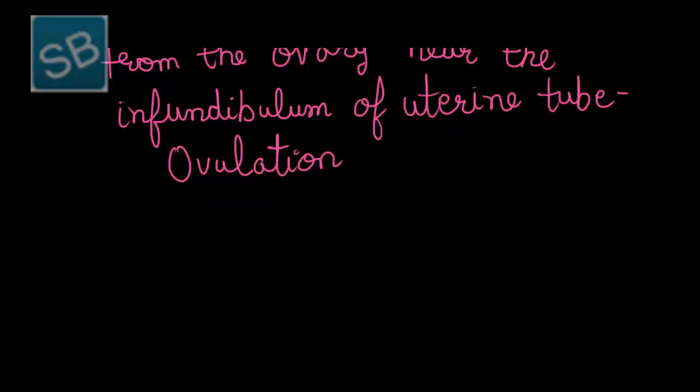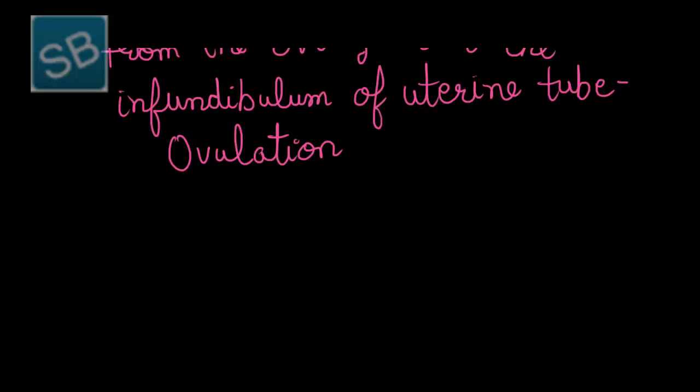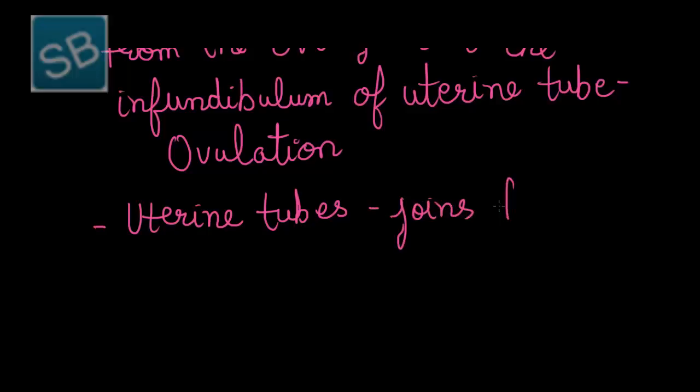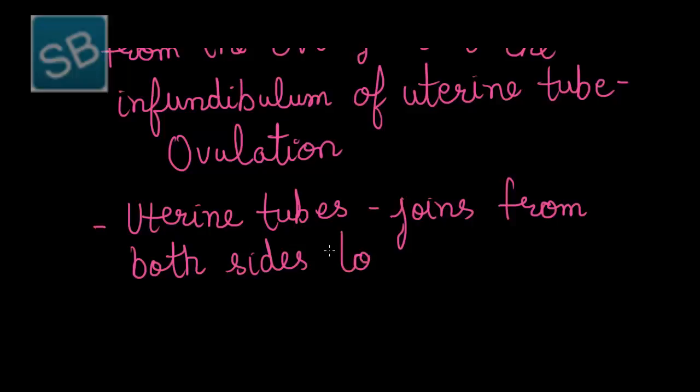And so, if fertilization occurs in the uterine tube, then the ovum from the uterine tubes joins, from both sides, to the uterus. That is, in this manner the transportation of the ovum from the ovaries to the uterus occurs through the uterine tube. Thus this was all about the uterine tube.